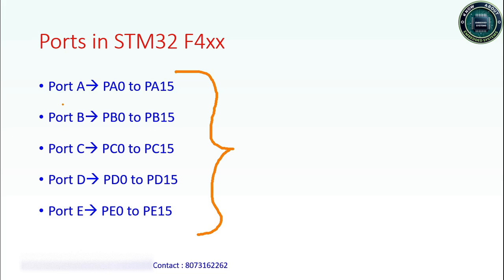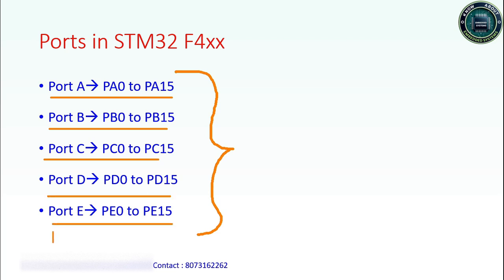The names are given with English alphabets: port A, port B, port C, port D and port E, and there is one more called port H. So in the STM32 microcontroller, the port naming is done with English characters: port A, B, C, D, E. Okay, that is the first point.